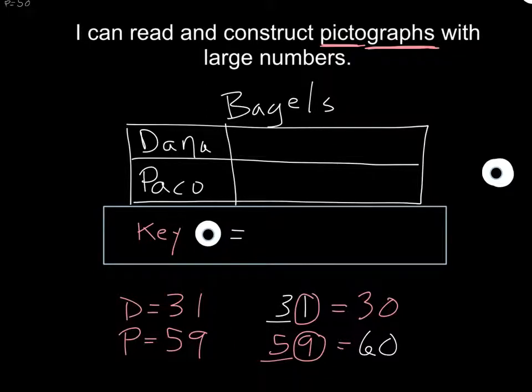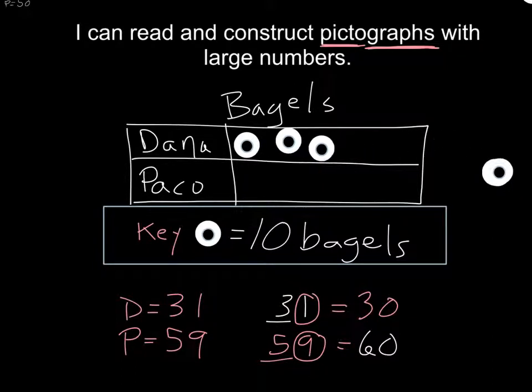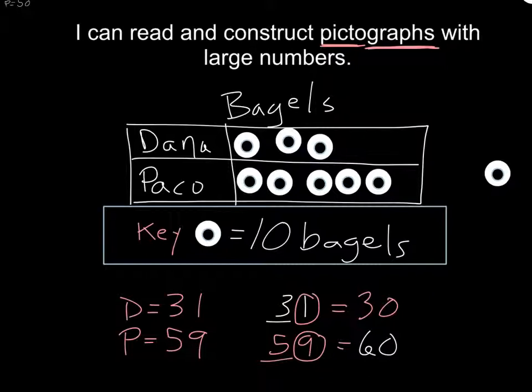So my key is going to stay the same. It's going to say 10 bagels. And I'm going to represent that up above. How many would I have for each person? Well, Dana would have 10, 20, 30. And Paco, how many would Paco have? Paco would have 6, right? 10, 20, 30, 40, 50, 60.